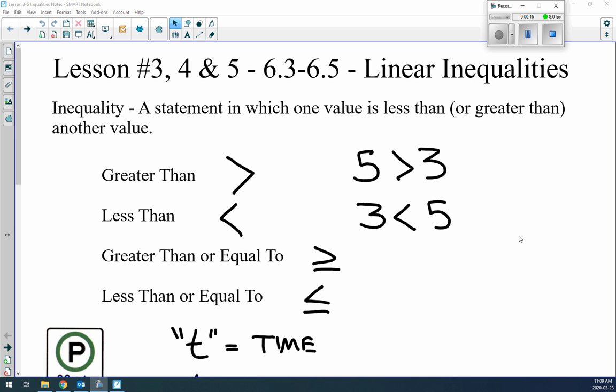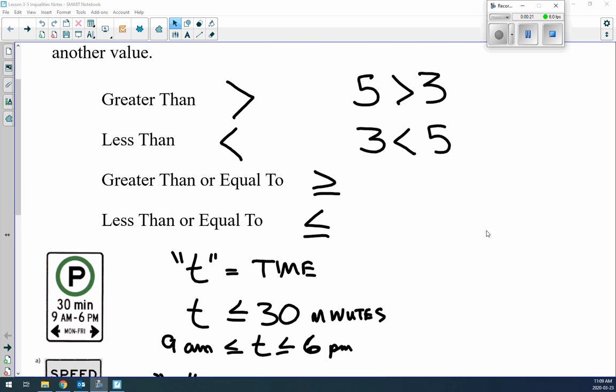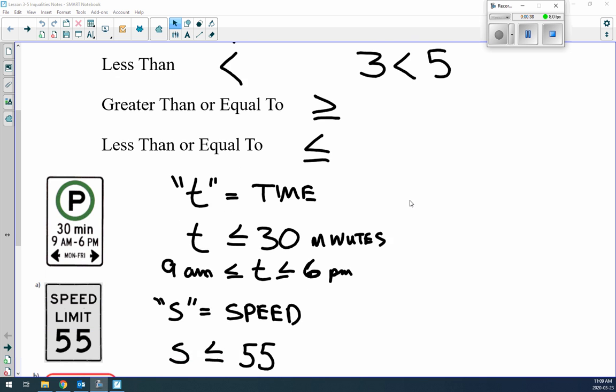An inequality is a statement in which one value is less than or greater than another value, right? You've seen these before. You probably know them as the alligators or the Pac-Man. So greater than: 5 is greater than 3, so we write it that way. Less than: 3 is less than 5. Now, we can also have greater than or equal to, or less than or equal to. So those could be like 3 is less than or equal to 3, right? It works that way. Let's look at some examples here.